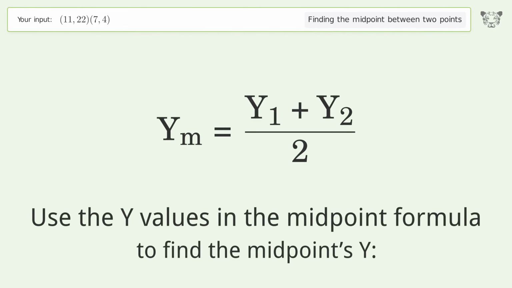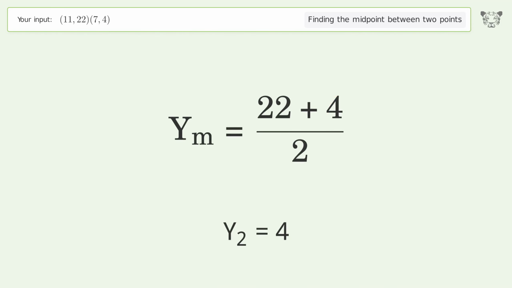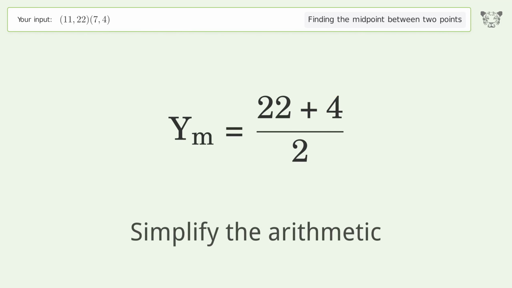Use the y values in the midpoint formula to find the midpoint's y. y1 equals 22. y2 equals 4. Simplify the arithmetic.